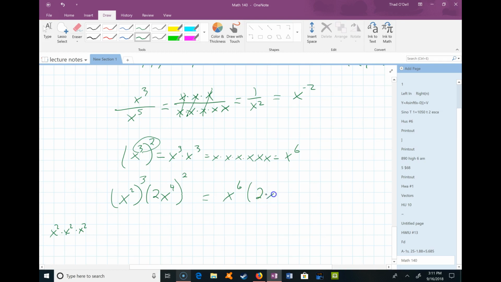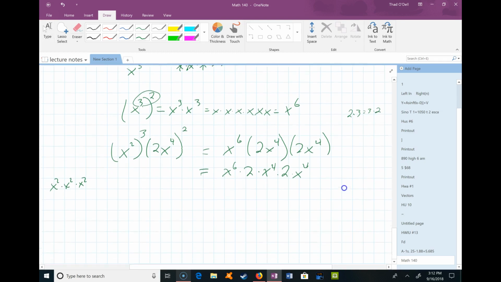So really, this is just 2x to the 4th times 2x to the 4th, because that's what squared means, right? So you can see if I write it out like that, it becomes hopefully clear that this is really x to the 6th times 2 times x to the 4th times 2 times x to the 4th. So we have a bunch of things multiplied together here. And if you remember, multiplication has a commutative property, which means you can multiply it in any order you want. In other words, 2 times 3 is the same thing as 3 times 2, right? Doesn't matter what order you multiply it in.